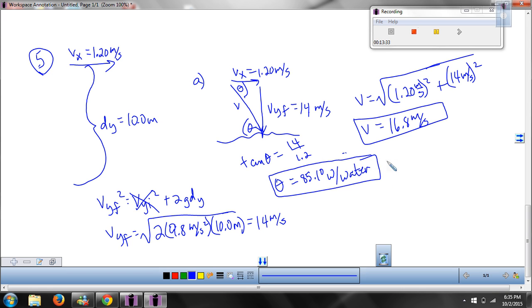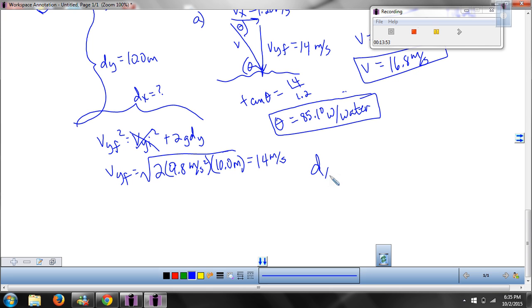All right, then I think there's a part B. Let me see if I'm aligned here or not. Part B says, what was his distance from the bottom of the platform? So in other words, how far out this way did he travel? Well, we know that dx is equal to vxt, but I don't have a t. But I know that dy is 1/2 gt squared, plus vyit.